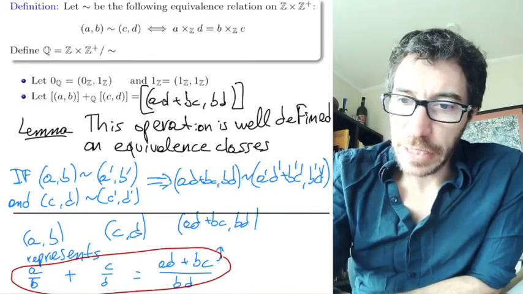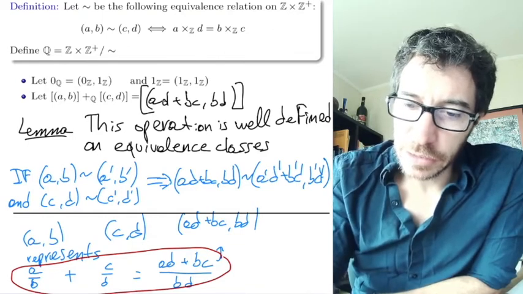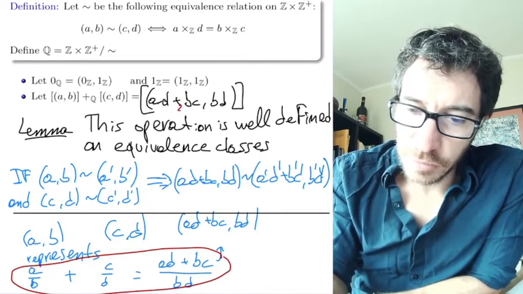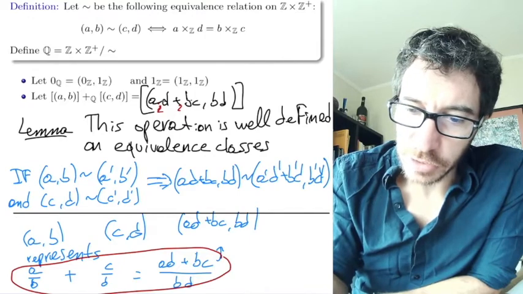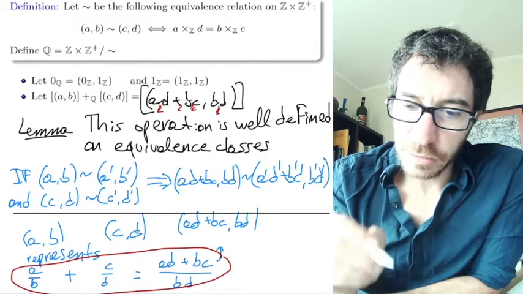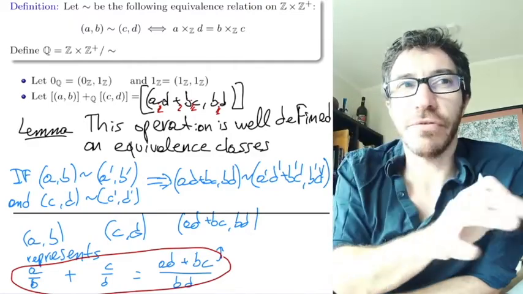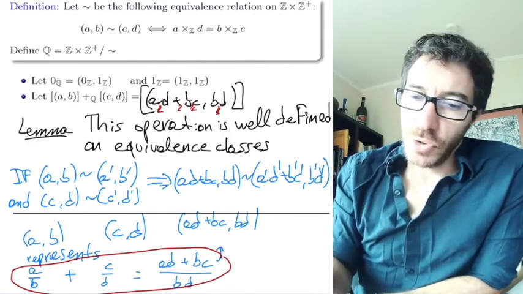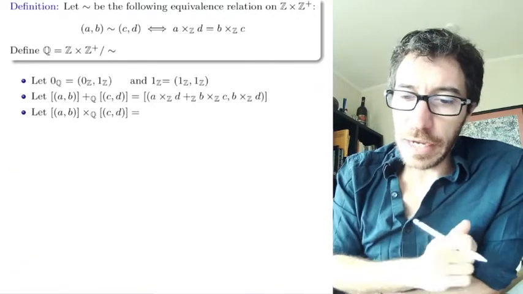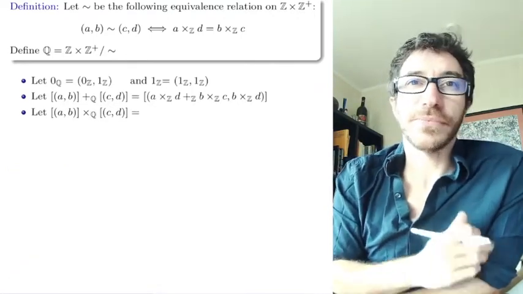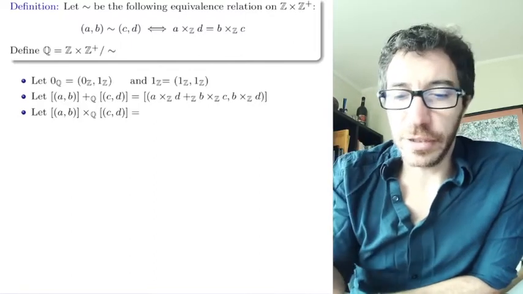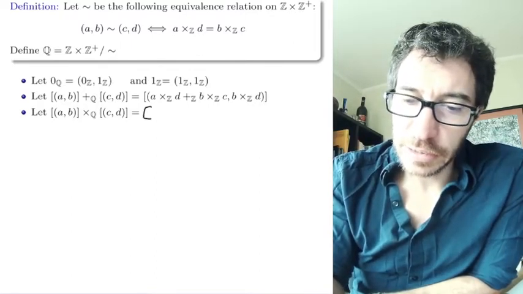By the way, let's remark that all these operations are addition of the integers and multiplication of the integers. We're using the integer operations to define the rational operations. Cool. Now for multiplication, same deal. Exactly the same deal.